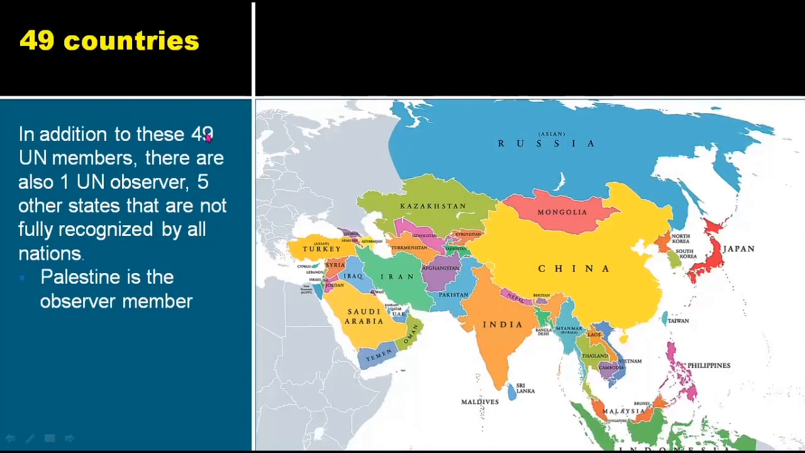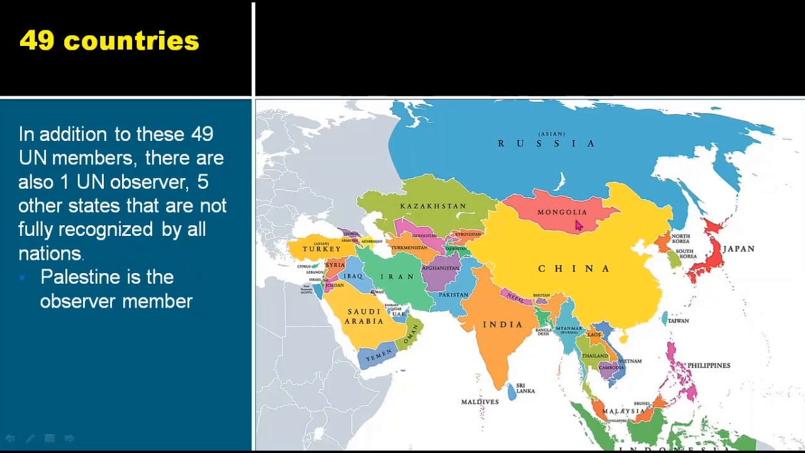There are 49 countries, sometimes you may find 50 countries. In addition to these 49 UN members, there is also 1 UN observer, and 5 other states that are not fully recognized by all nations. So 49 countries are found here, along with one country called a UN observer, and Palestine is the UN observer in the Asian continent.